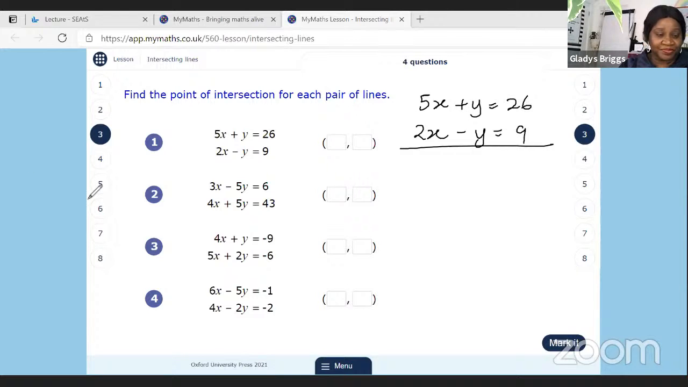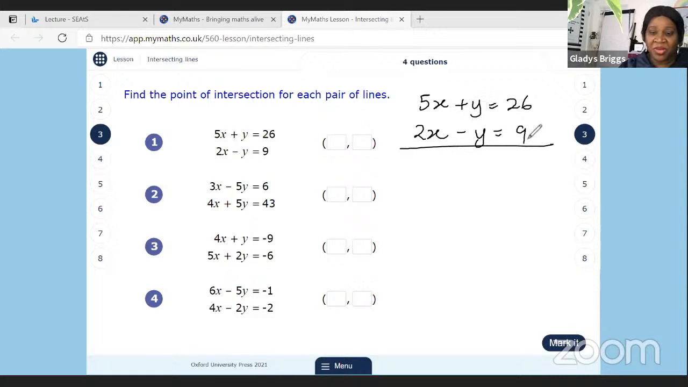Teacher, do we need to multiply? Well, you have one y here and one here, so there's easy elimination there. Oh, okay. We will subtract. Is subtract going to get rid of y? So if we add, then we can get rid of y, okay?